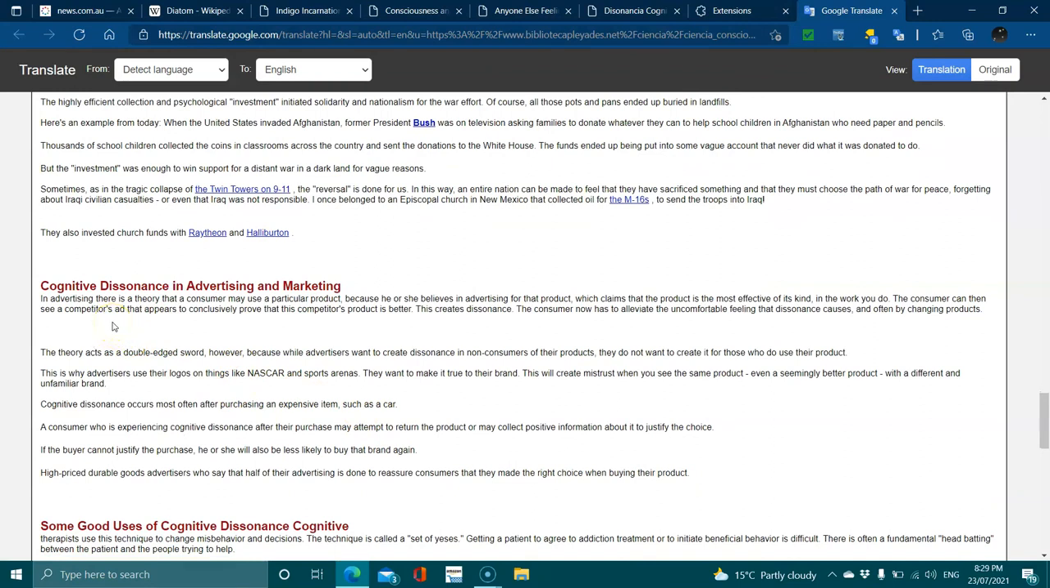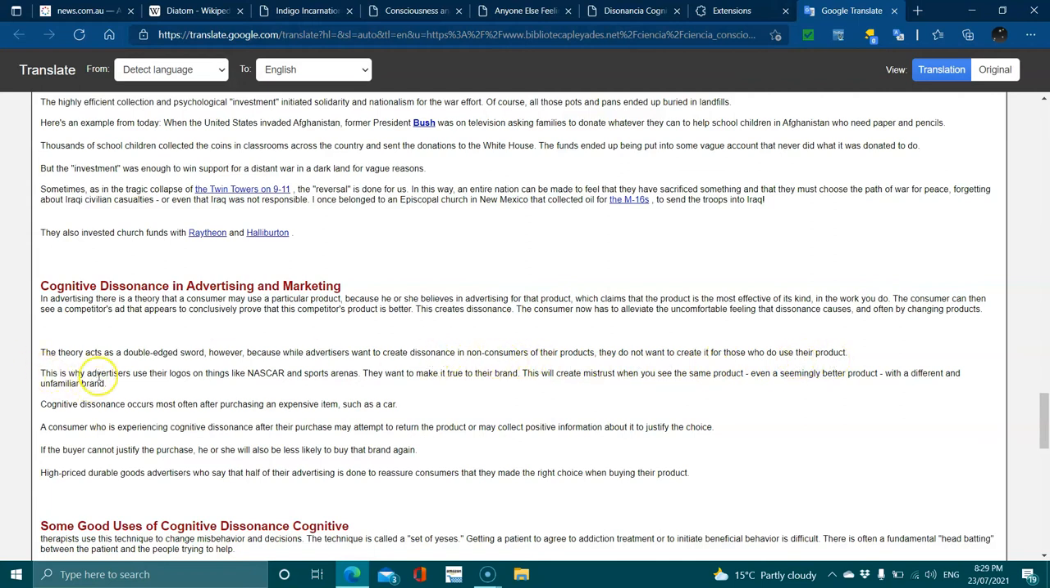Cognitive dissonance in marketing. In advertising, there is a theory that the consumer may use a particular product because he or she believes the advertising for that product, which claims that the product is the most effective of its kind. The consumer can then see a competitor's ad that appears to conclusively prove that the competitor's product is better. This creates dissonance. The consumer now has to alleviate the uncomfortable feeling that the dissonance causes, often by changing products. The theory acts as a double-edged sword, however, because while advertisers want to create distance from non-consumers of their products, they do not want to create it for those who do use their products.